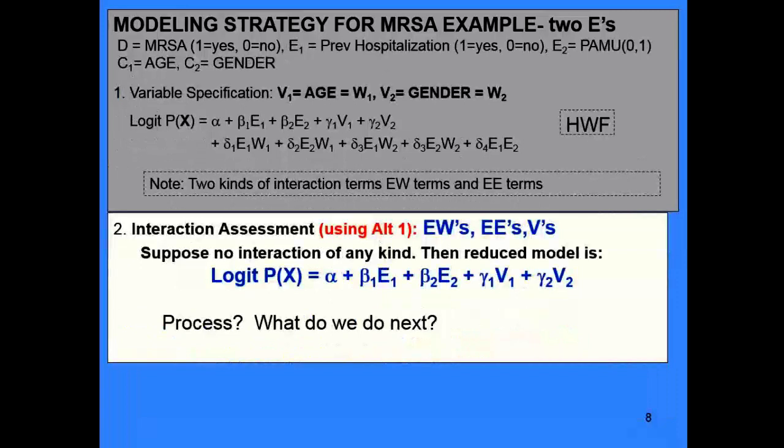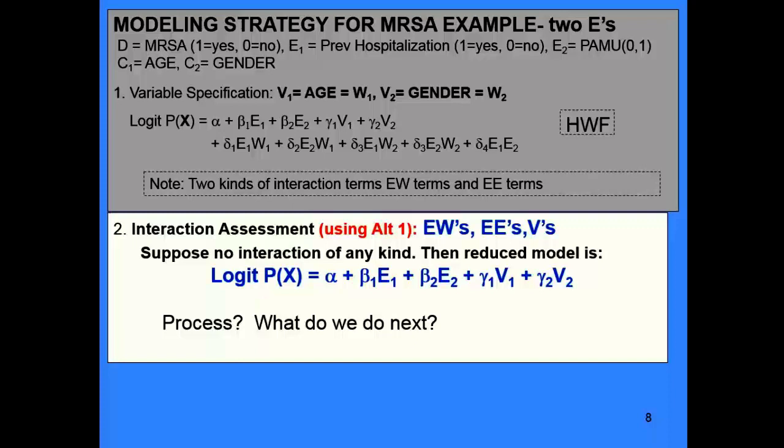So, okay, let's look at alternative 1. Suppose we do alternative 1. Okay, let's go through this thing. Suppose there's no interaction of any kind. Let's say we did alternative 1, which meant we did the EW's, and then we did the EE's. We did one interaction, then we did the next interaction. And suppose it turned out we found none of that was significant. This is what we'd be left with, right? Isn't that what we were left with if we found no interaction and we're doing alternative 1, which says interaction before we deal with confounding? Okay.